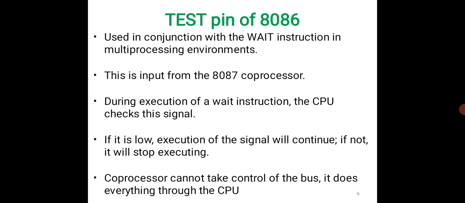During execution of a wait instruction, the CPU will check this signal. If this signal is low, then the execution will continue. If not, it will stop the execution. A coprocessor cannot take control of the bus; it does everything only through the CPU.